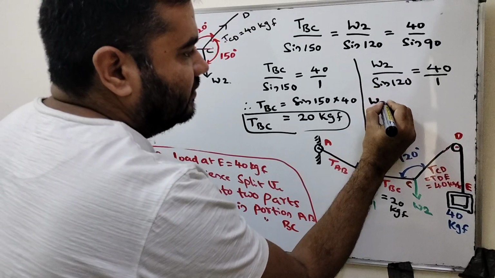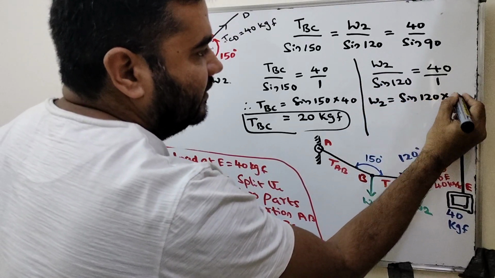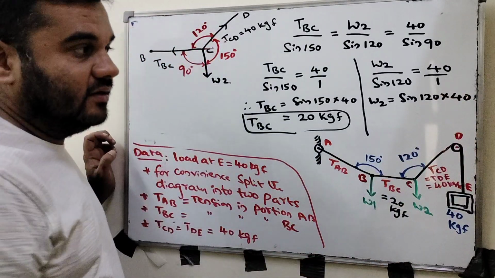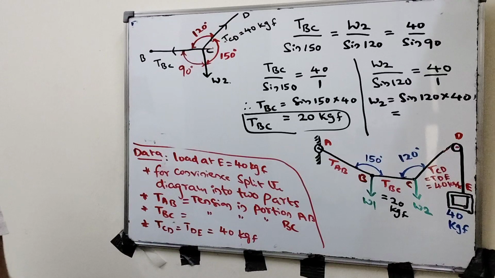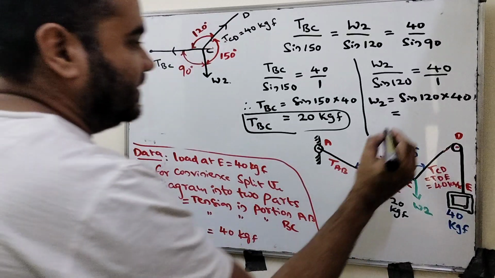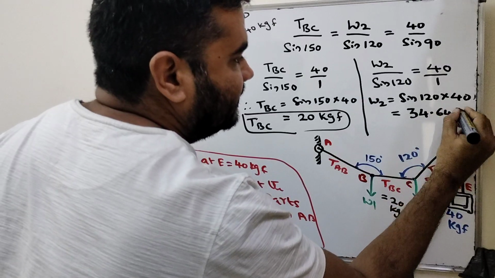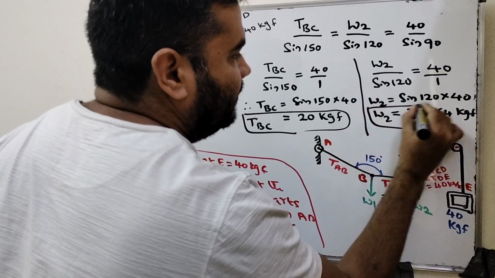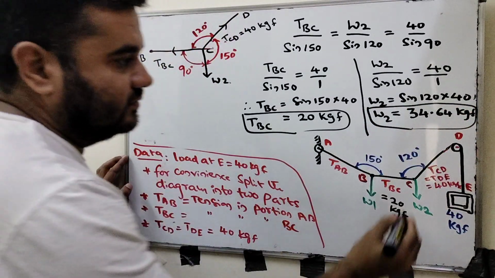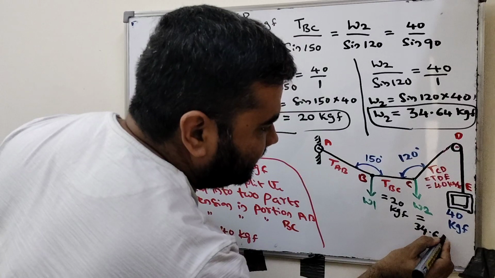Therefore, W2 equals sine of 120 into 40, right? Simplify and calculate the weight W2. You will get 34.64 kgf. This is W2. So we found two unknown values now, that is, the weight W2 equal to 34.64 kgf.